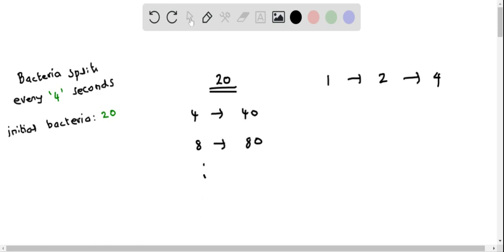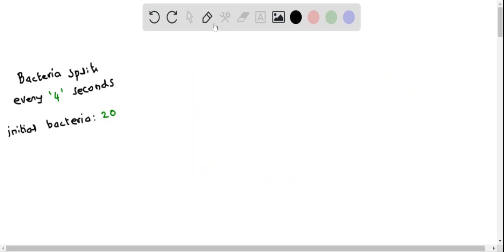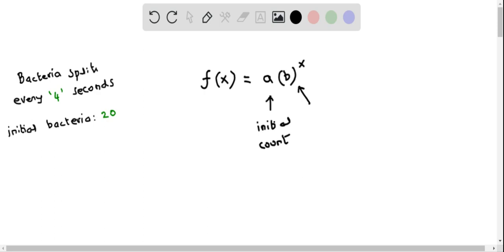Now, let's describe this model. I'm going to write the model for this situation. So let's consider this exponential growth model, that is f of x equals a times b raised to the power of x, where a is the initial count of the bacteria, b is the exponent which we have to determine, and x is the time.